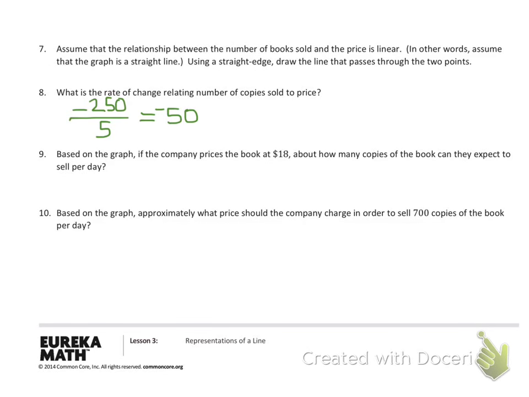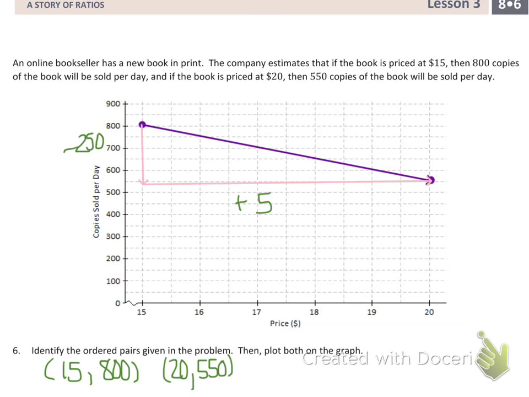So let's keep going. Based on the graph, if the company prices the book at $18, how many copies can they expect to sell per day? So let's go back to the graph and look at that. So use my arrow here. If they price the book at 18, I'm going to follow my graph up here and then come straight over there. And it looks like I can expect to sell 650 books.